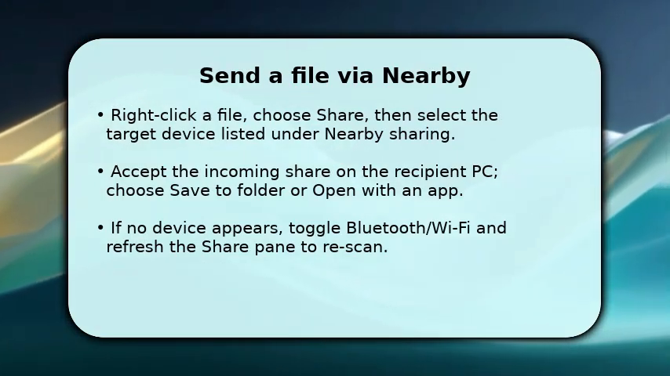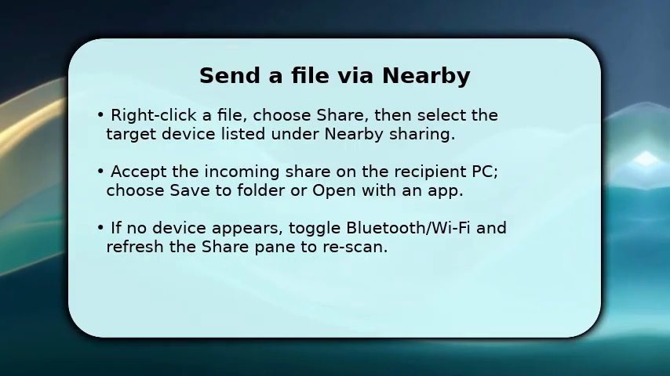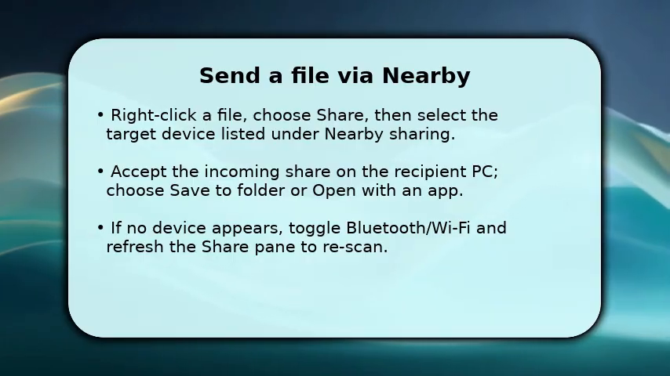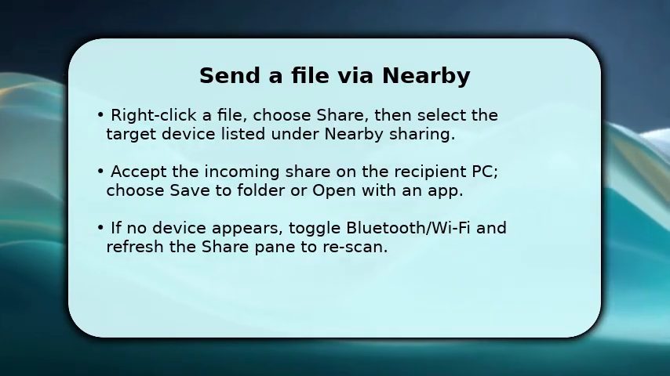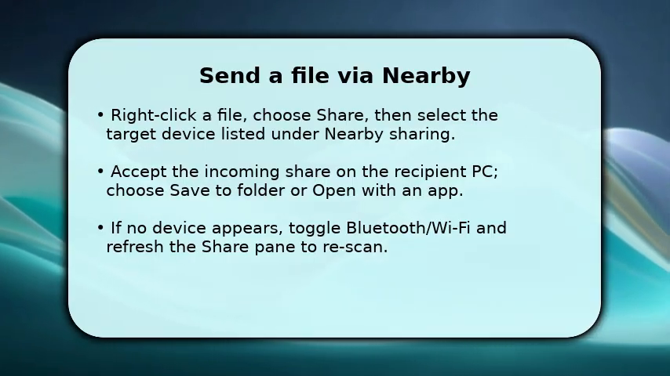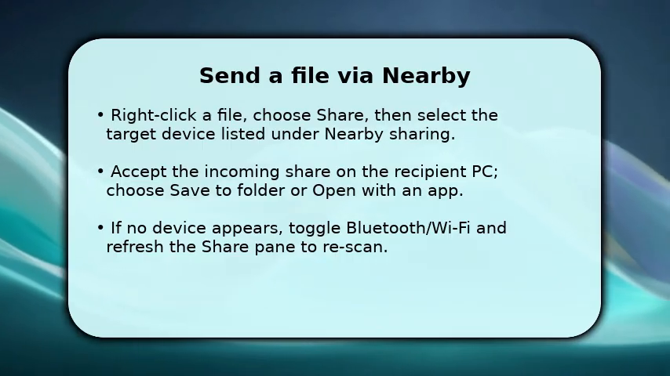Right-click the file you want to send, select Share, and wait for the nearby sharing list to populate. Windows searches over Bluetooth and your network. Choose the receiving PC name, then on that machine accept the transfer prompt and pick where to save. You can also drag multiple files or folders into File Explorer and use Share for batch sends.